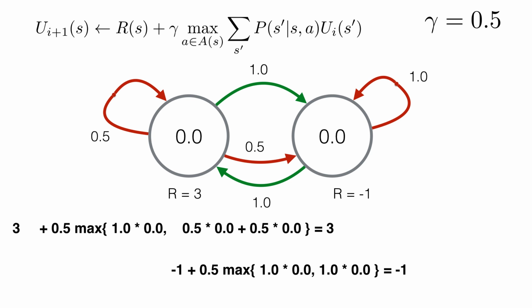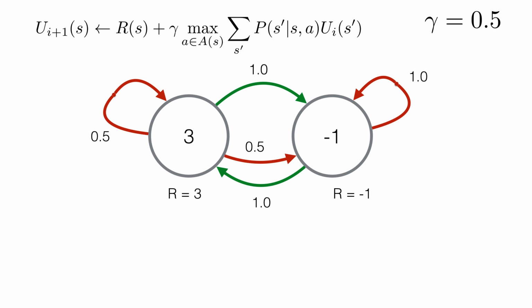Okay, and then moving to the right state, we have pretty much the same thing, right? We have the reward of -1, and then we have gamma times basically 0 because our initial utilities are 0. So that was easy. Now our utilities are 3 and -1. That's our current best estimate of the utilities.